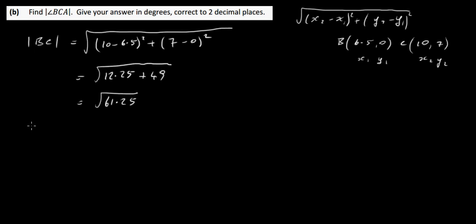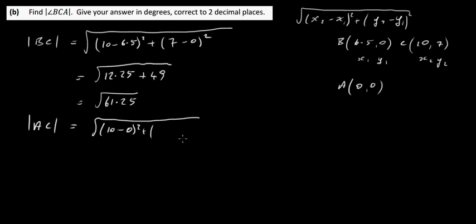So now I'm just going to work out the distance from A to C. So again, it's just the same thing again. The point A here is 0, 0. So again, from the distance from these 2 points here, you can just stick them into your formula. So it's going to be 10 minus 0 to be squared plus 7 minus 0 to be squared. So that's just going to be the square root of 149.